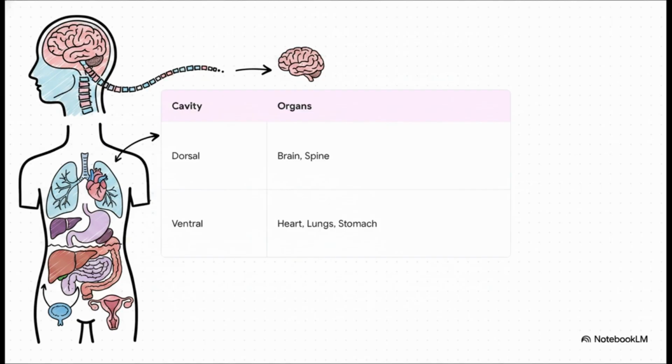Now look to the front, the ventral cavity. This one has three main rooms. Up top in the chest region is the thoracic cavity, home to the heart and lungs. Once you cross the diaphragm muscle, which is kind of like a floor, you enter the abdominal cavity, housing organs like the stomach, spleen, and liver. Finally, our last room is the pelvic cavity, located at the very bottom where we find the reproductive and urinary systems.